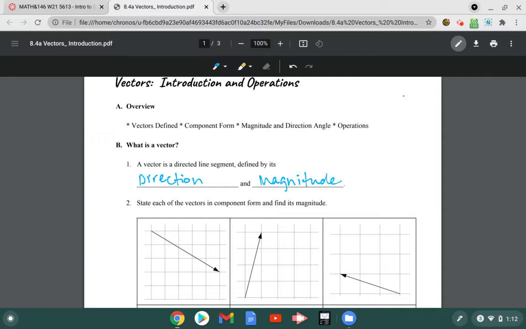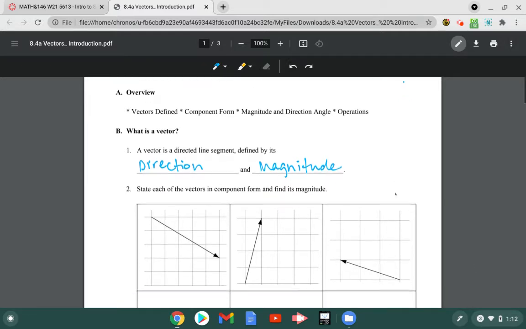Notice there's nothing here about position. So the vector that we see down below there is equivalent to the vector, oops, that doesn't look the same, does it? The vector that has the same direction and magnitude. So those are the same exact vectors. So direction and magnitude are the two defining characteristics.